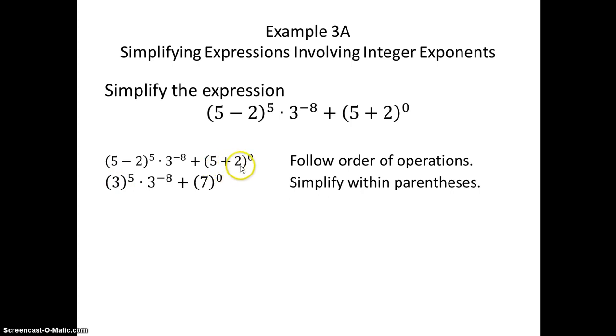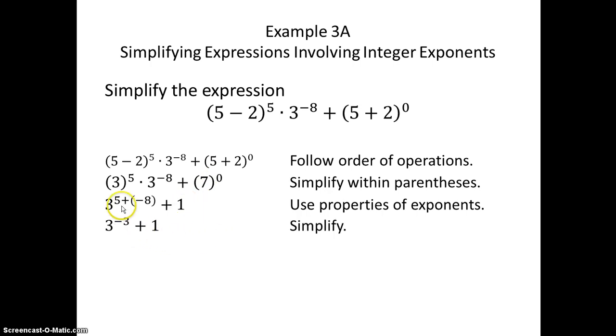Here I have 5 plus 2 simplifies to 7. So I just simplified what's inside the parentheses. Remember, parentheses always comes first. Next, I use what I know about the properties of exponents to simplify this expression. The rule says that if I have a product of 2 exponents with the same base, I just add the exponents. So this would be 3 to the power 5 plus negative 8 plus 7 to the power 0, but any number raised to the power 0 is just 1. So 5 plus negative 8 is negative 3.